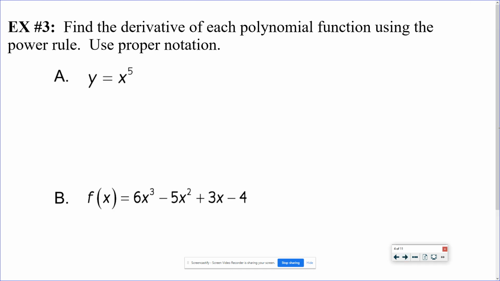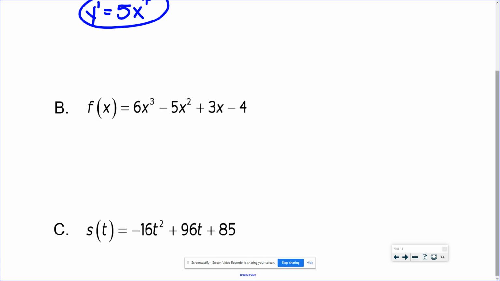Okay, let's try another one with that power rule. So x to the 5th. Power rule says bring the 5 to the front and subtract 1 from the exponent, and that would make it to the 4th power. So that is done. See how fast that is? Let's try it again. Now this one I'm going to do just the derivative. I'm going to use the power rule and just do it one term at a time.